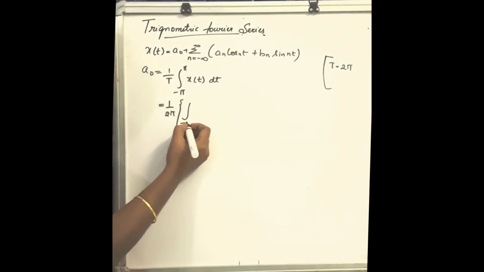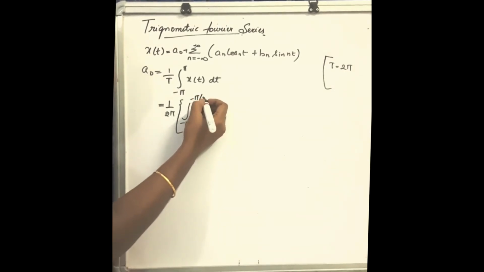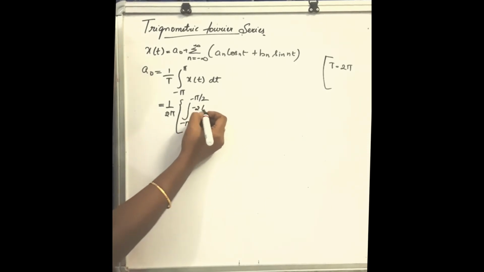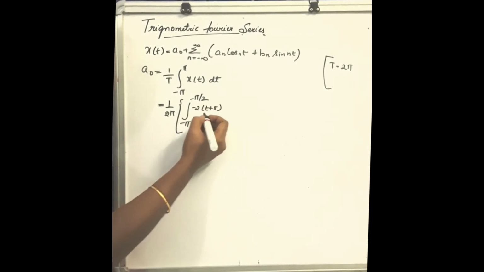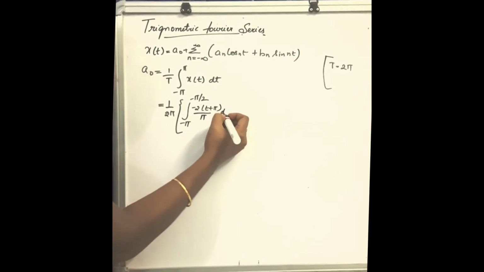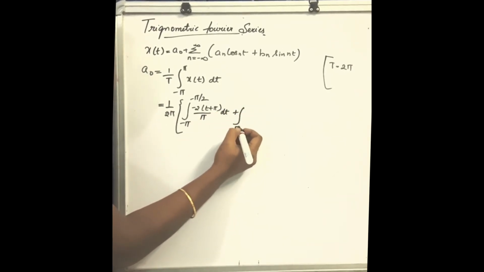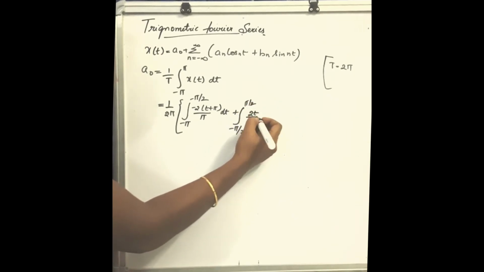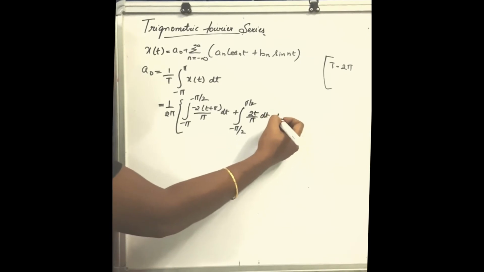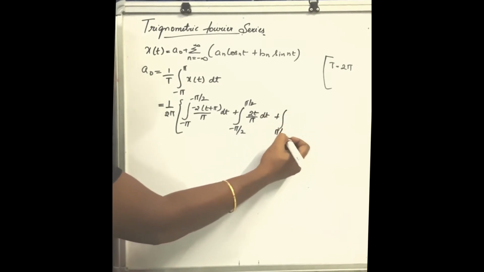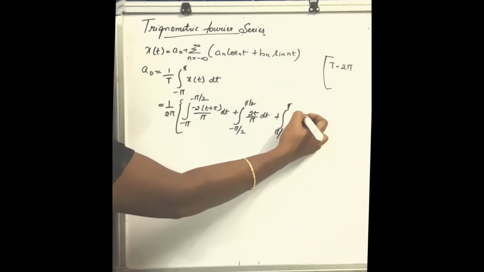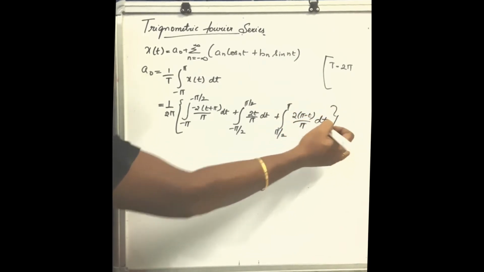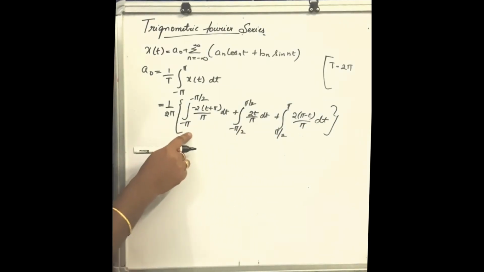That is from minus pi to minus pi by 2, in which the amplitude is (minus 2t plus pi) by pi dt, plus from minus pi by 2 to pi by 2, 2t by pi dt, plus from pi by 2 to pi, 2 into (pi minus t) by pi dt. We have included all the three amplitudes.